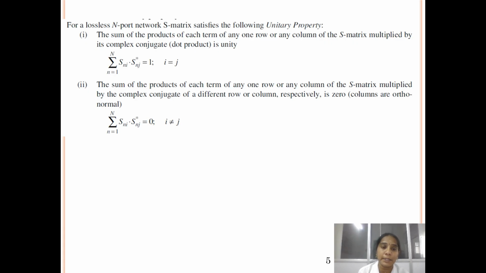That is the unitary property. And the second one is the zero property. The sum of the product of each term of any one row or column multiplied by the complex conjugate of any other different row will be equal to 0. For example, if you take row 1 and multiply with column 2 or column 3, some other different column, the total sum will be 0. That is the zero property. So based on these properties, we are going to derive the S matrix for the E-plane T.